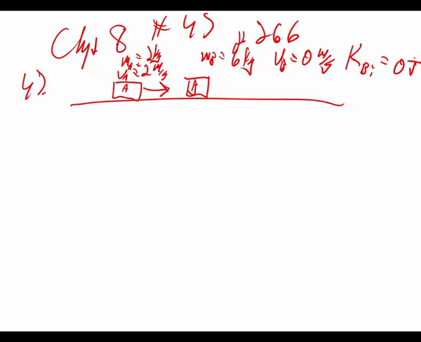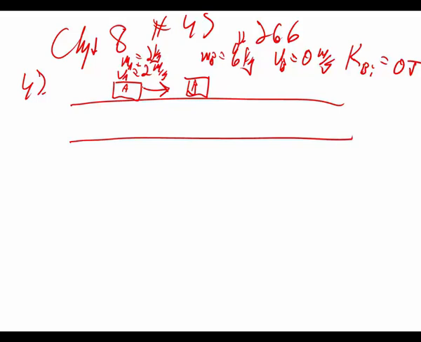Right. B is at rest, A is moving 2 meters per second. All right, the blocks are equipped with ideal spring bumpers, as in example 8.10, section 8.4. The collision is head-on, so all motion before and after the collision is along a straight line. So it should be what kind of collision? Elastic or inelastic?